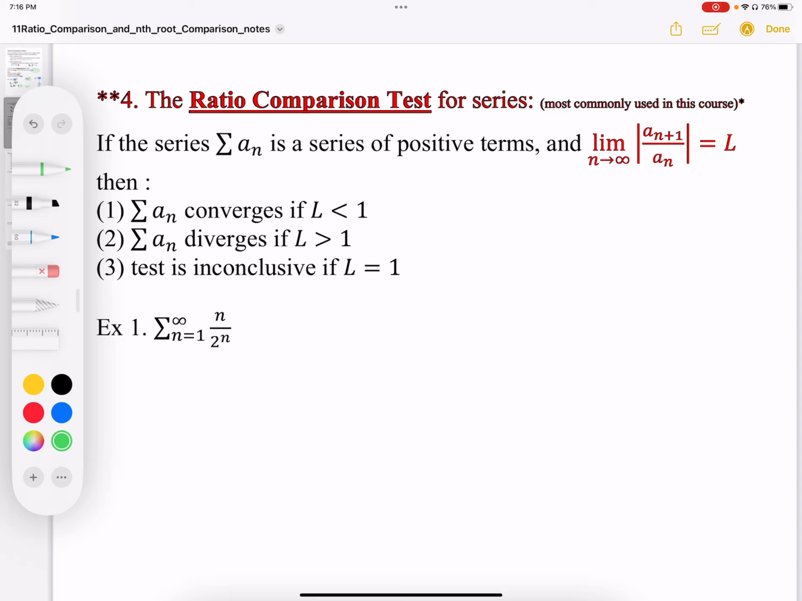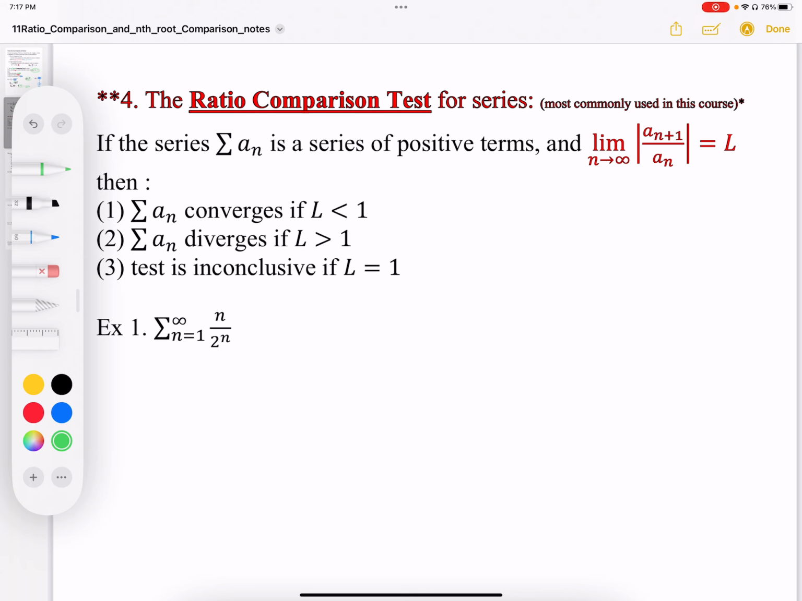Before we get into this next part, make sure you're comfortable simplifying factorial notation. The ratio comparison test for series. This is the most important test that we're going to have. This is going to be our go-to test.